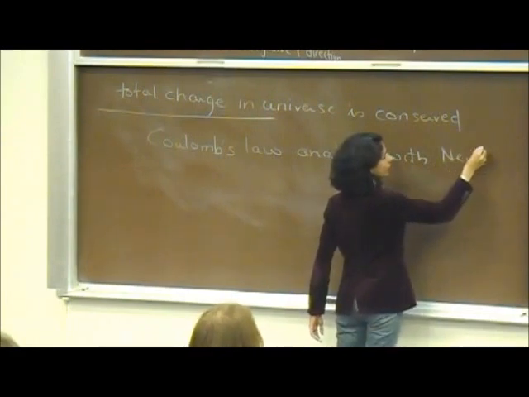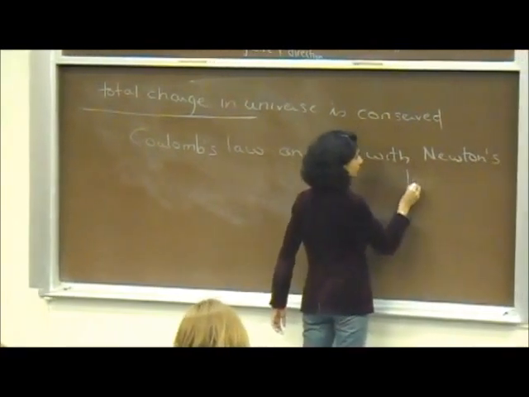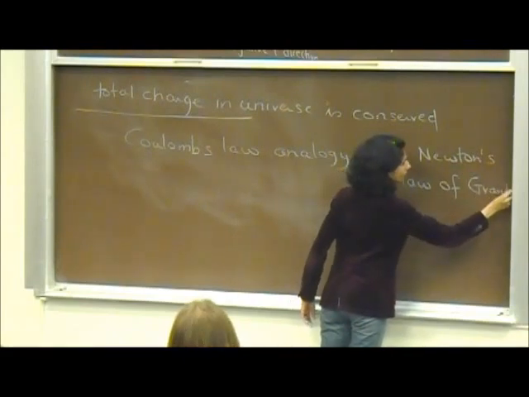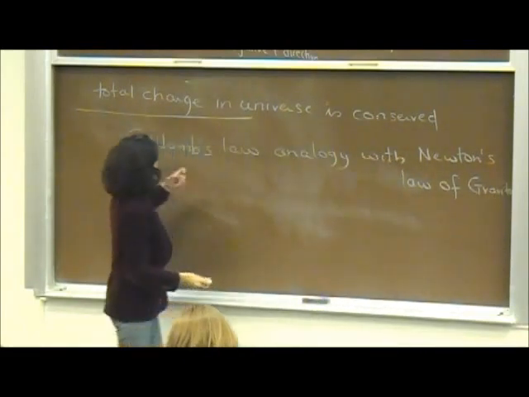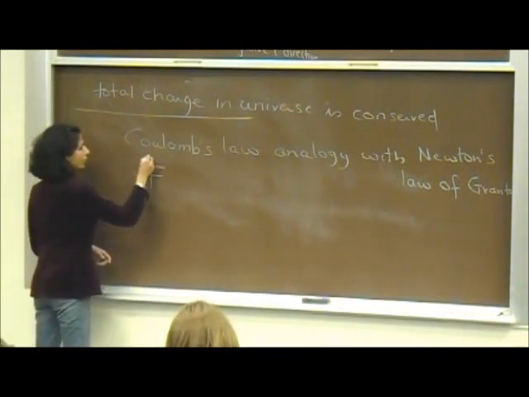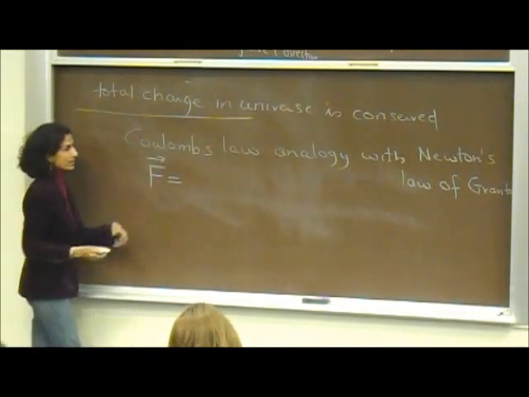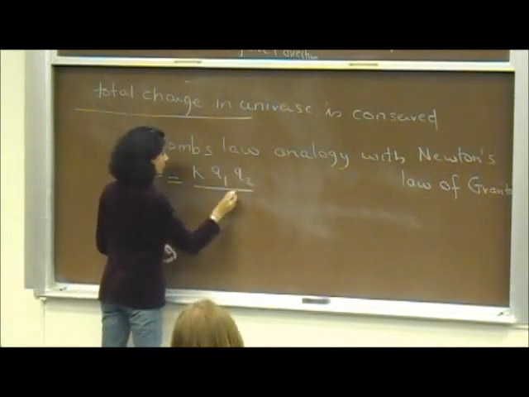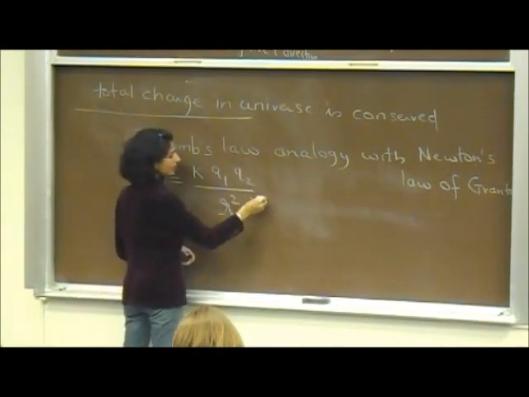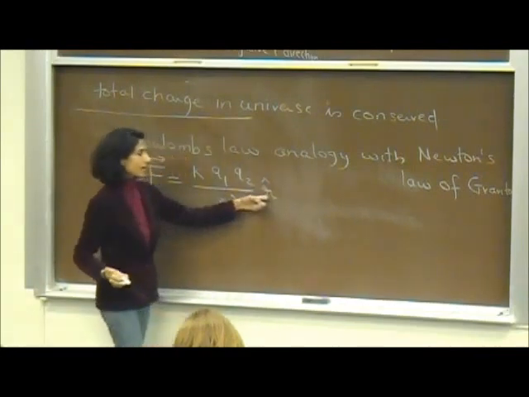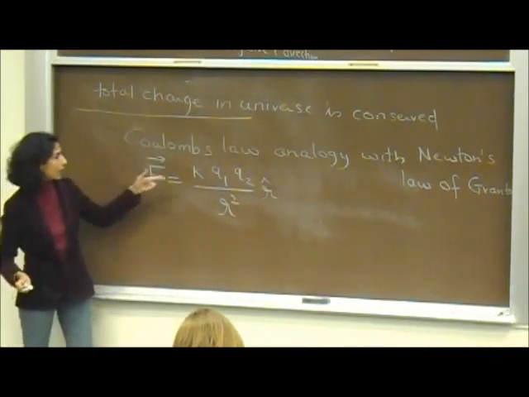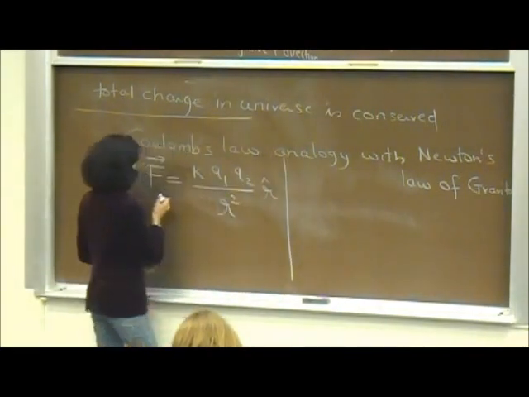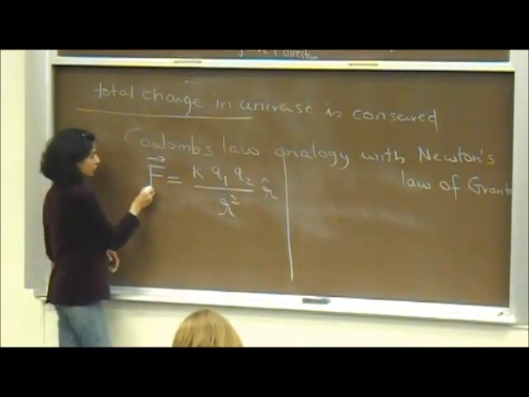Newton's law of gravitation. So the thing is, what is Coulomb's law? We already said, in vector form we can write it like this: F is equal to k q1 q2 divided by r squared, along the vector r hat. This r hat vector is a unit vector along the line joining the two charges. This is Coulomb's law, so this is the force between charges.